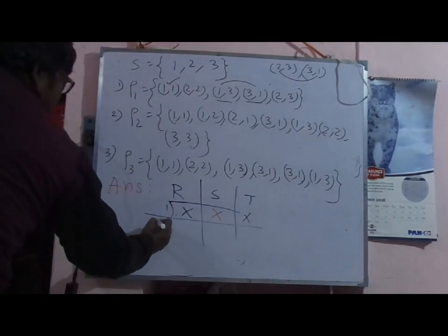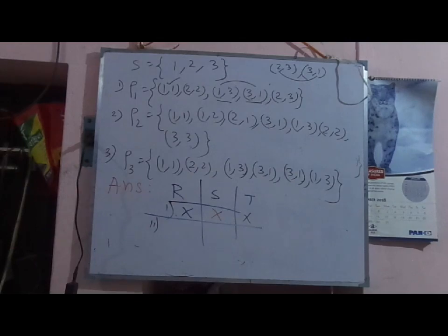Number 2. Is this reflexive? The answer is yes, because here (1,1), (2,2) and (3,3) all belong to rho 2. Therefore this is reflexive. Is this symmetric? The answer is yes. Here (1,2) is present in rho 2, therefore (2,1) is also present, (3,1) present and (1,3) present. Therefore if we interchange the places of the elements in every pair, these all belong to rho 2. Therefore this is symmetric.